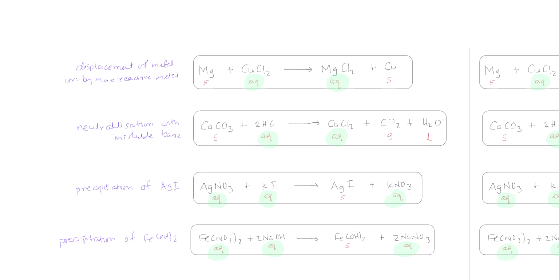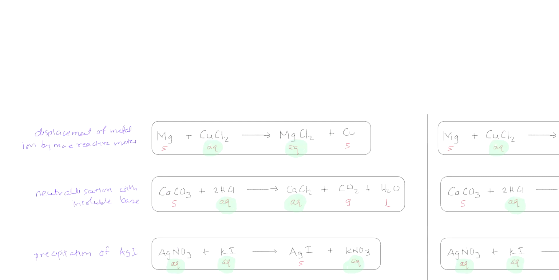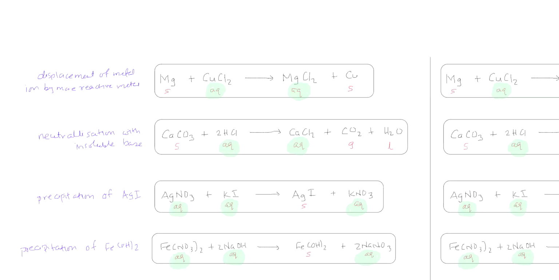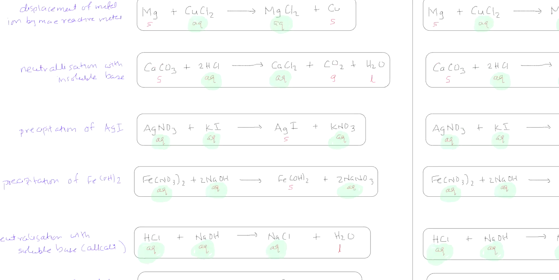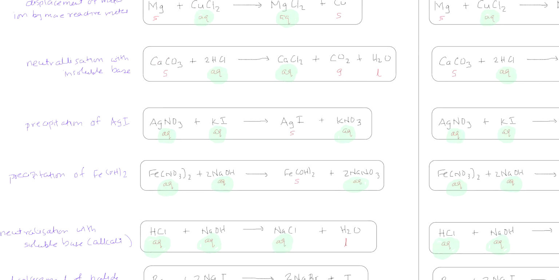But one thing common in all these equations is that there will be aqueous compounds on both sides of the reaction. As you can see in the first reaction, copper chloride and magnesium chloride are aqueous. In the second, hydrochloric acid and calcium chloride. In the third, there are two aqueous compounds on the left hand side, silver nitrate and potassium iodide, and on the right hand side there is potassium nitrate. And the same thing you will find in everything.